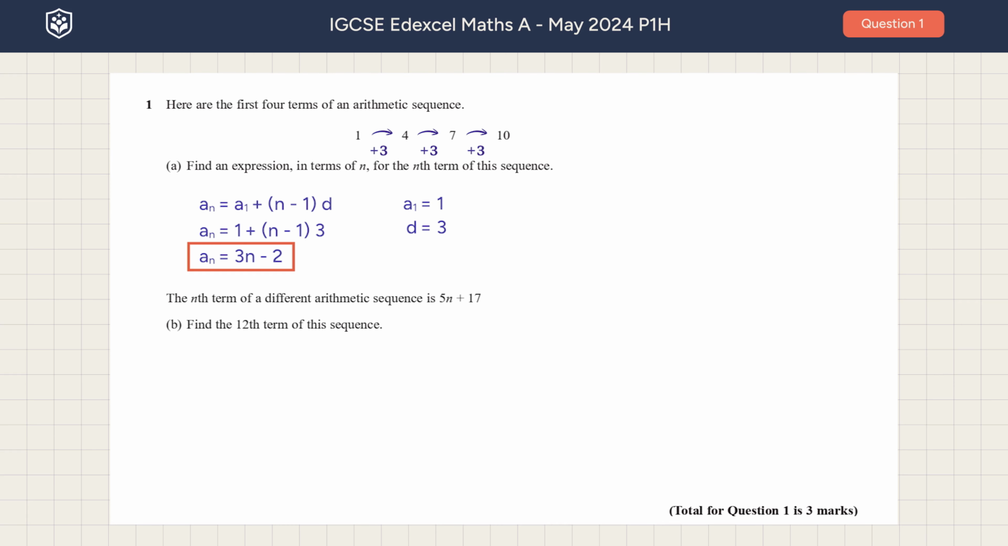In Part B, we are given a new arithmetic sequence with the nth term of 5n plus 17. We are asked to find the 12th term of this sequence. So all we have to do is insert that number into the nth term equation to make 5 times 12 plus 17, which equals 60 plus 17, which equals 77.